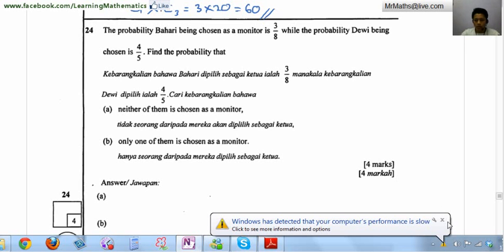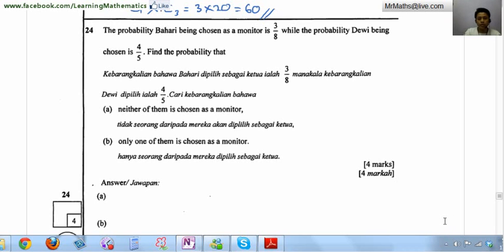Yes, and this thing keeps bugging me. That's saying that my performance is slow. Yeah, I know. Okay, let's do this.